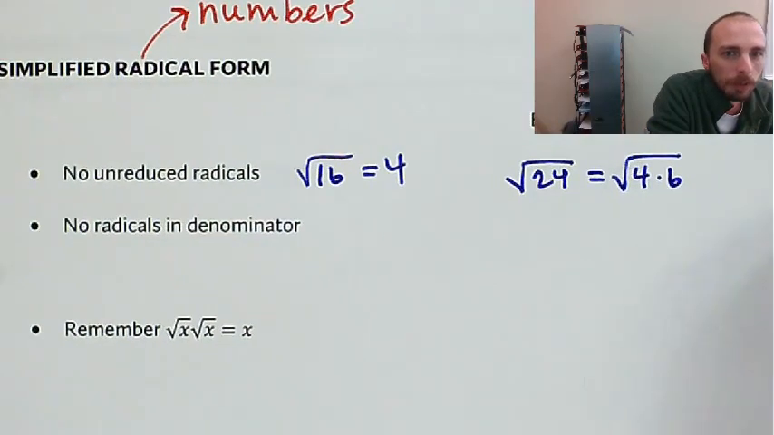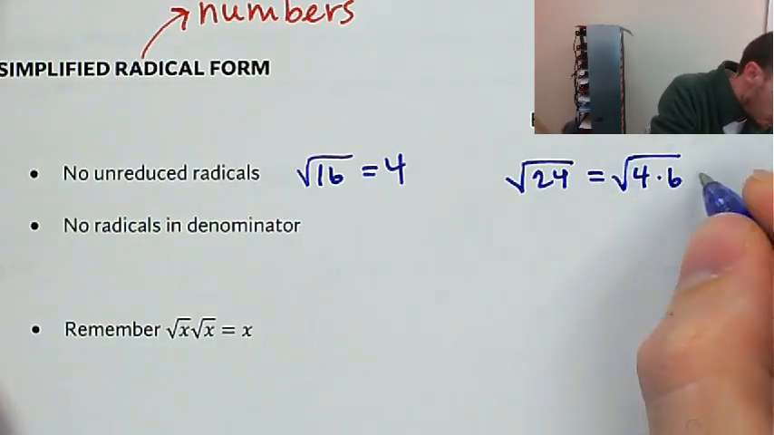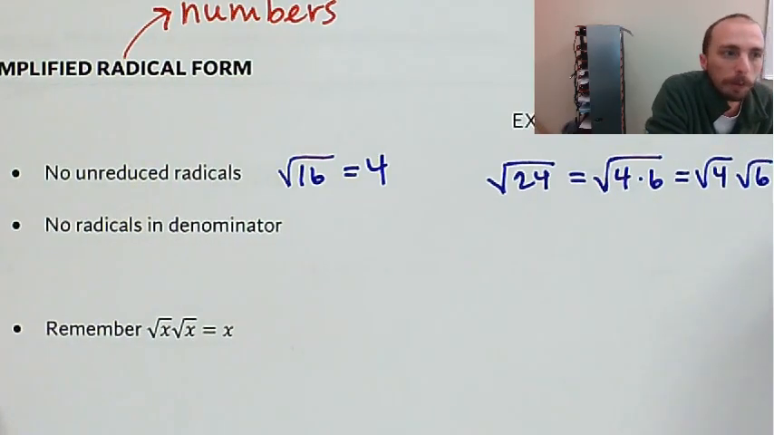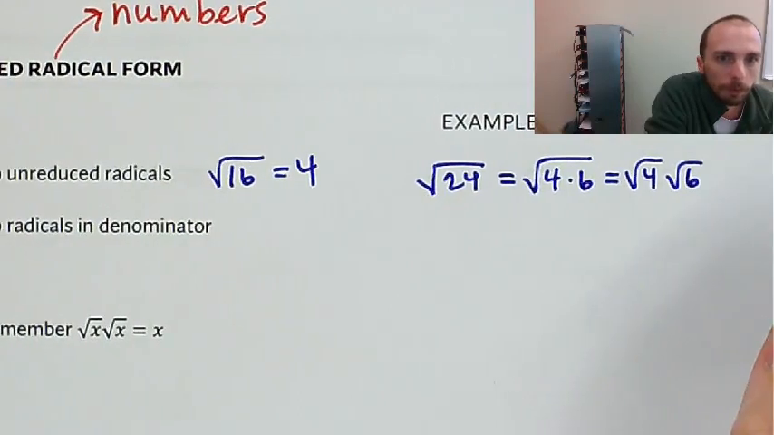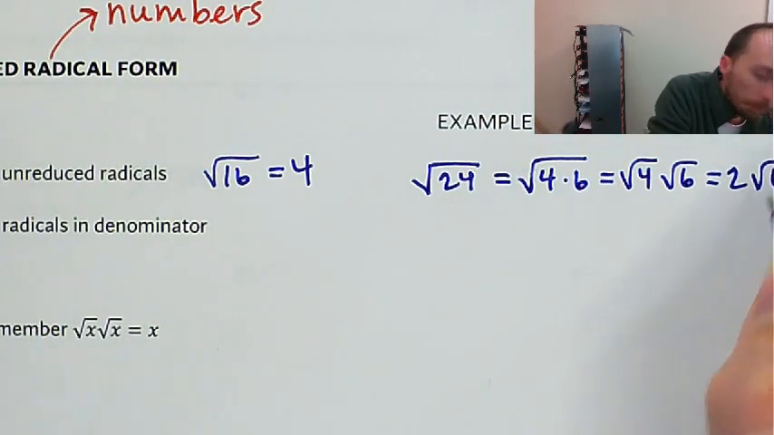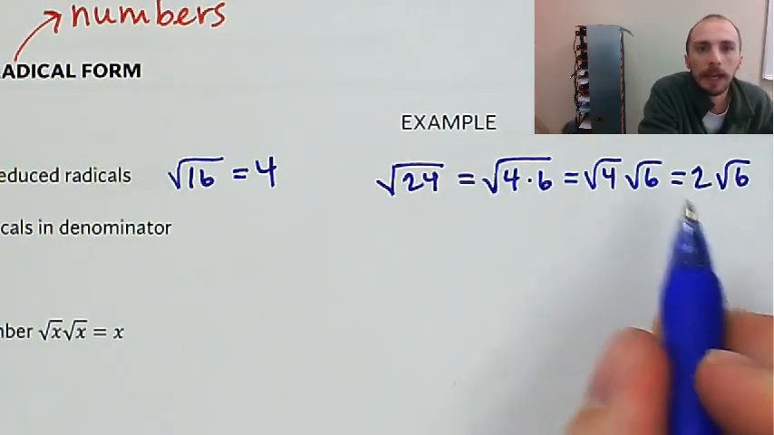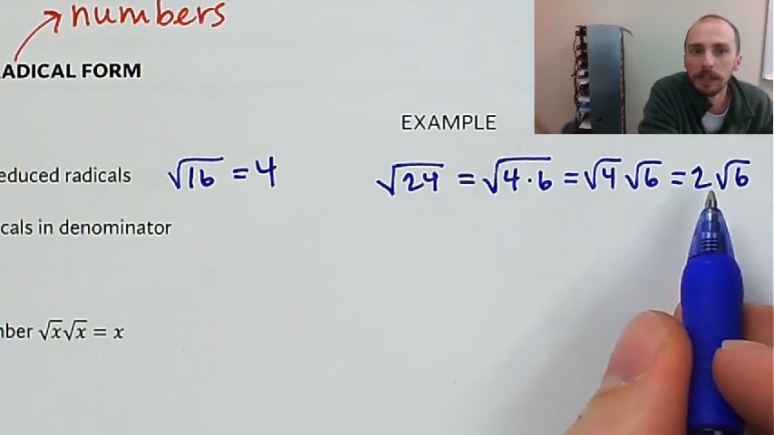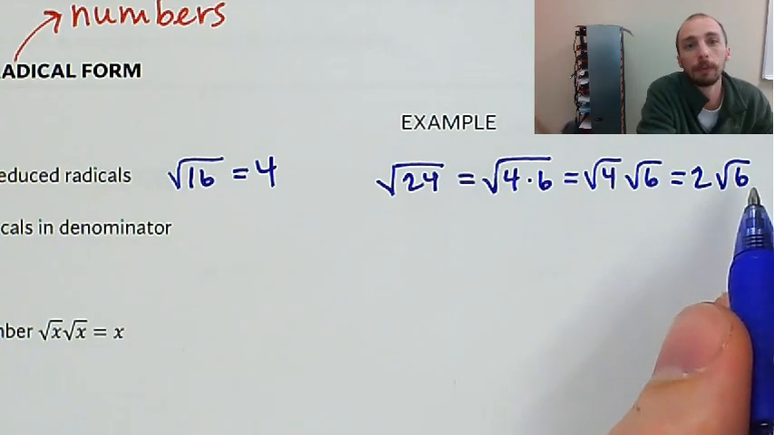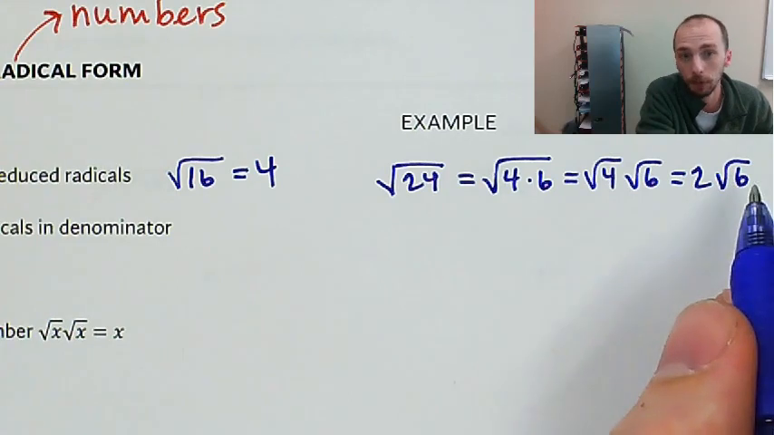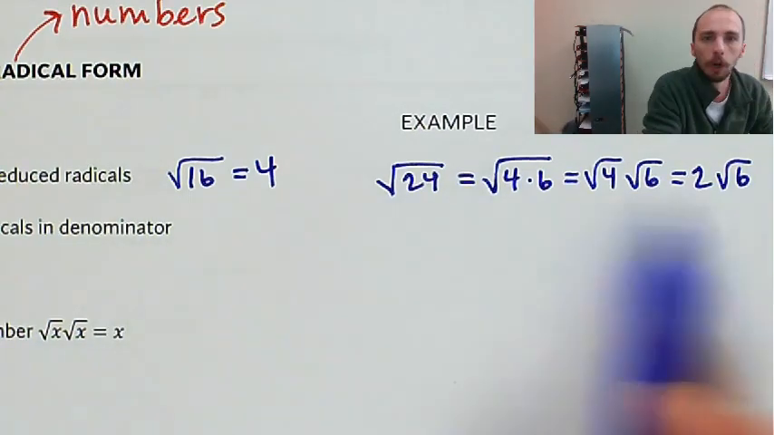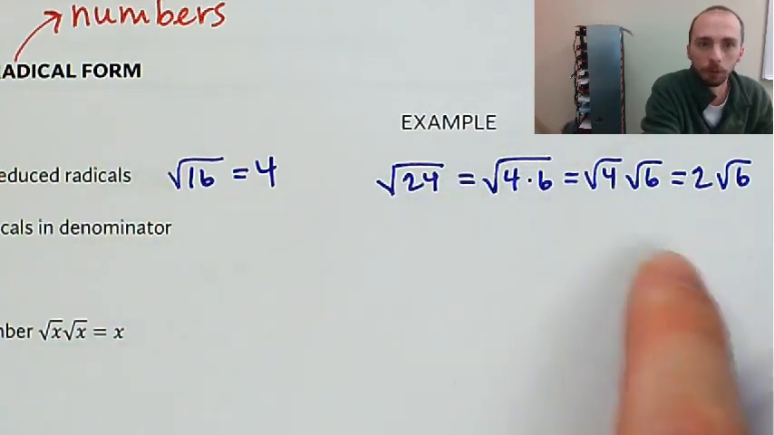I'm starting to run out of room here. So I'm going to say that that's equal to the square root of 4 times the square root of 6, using that radical property. I'm just going to have to keep scooting this over. And then the square root of 4 is 2, so I'd have 2 square root of 6. And that would be fully simplified, because the square root of 6, there's nothing I can do with that, because 6 isn't a perfect square. And it doesn't have any factors that are perfect squares. Its factors are 2 and 3, and those aren't on our list. So that would be us dealing with any unreduced radicals.